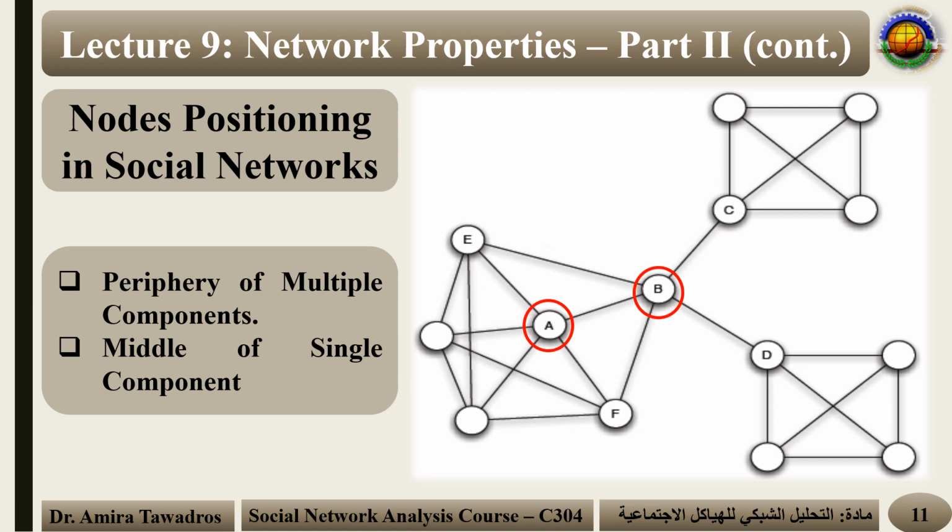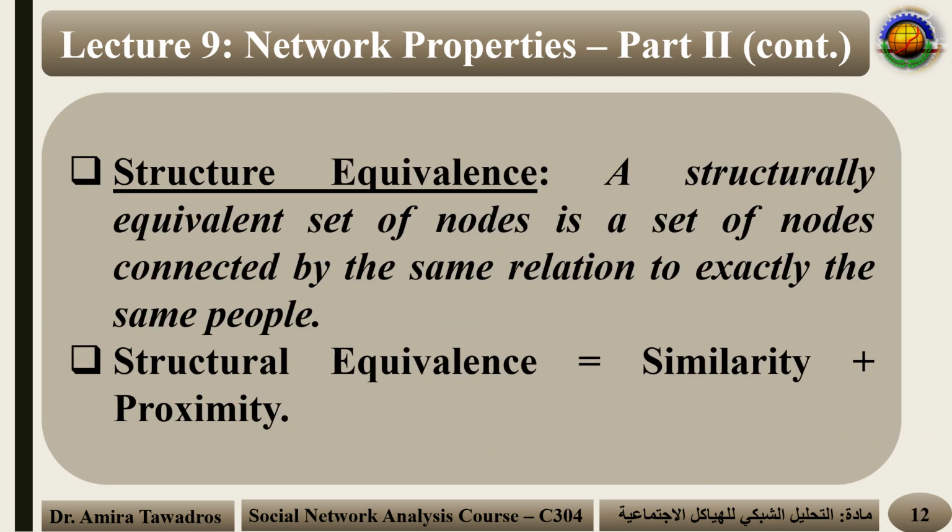The figure shown in this slide illustrates the node's positioning in a social network. As obvious from the figure, node B is located at the periphery of three connected components, whereas node A is located in the middle of a single component. Related to node positioning, there is a very important concept in social network analysis, which is structural equivalence. So we will now study the meaning of structural equivalence and its social implications or applications in a social network.